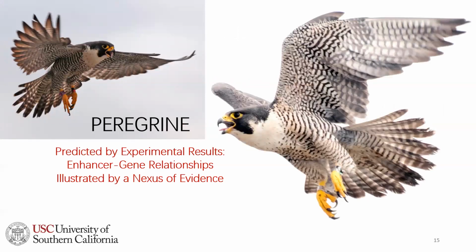So just quickly, Peregrine is actually a type of falcon, if you were wondering what that means. And it's probably the most famous kind of falcon, actually. So in here, though, it stands for predicted by experimental results, enhancer gene relationships illustrated by a nexus of evidence. Because that's what the crux of the database is, enhancer gene links backed by experimental evidence.